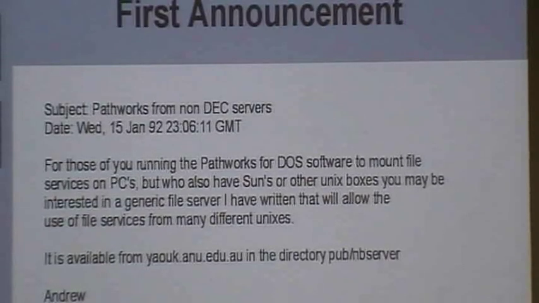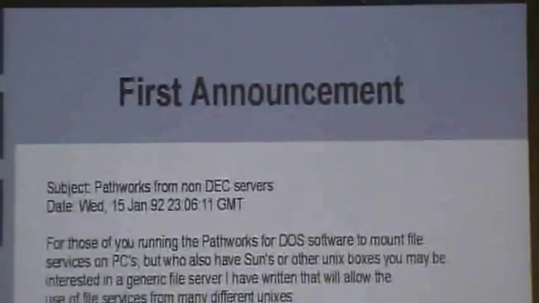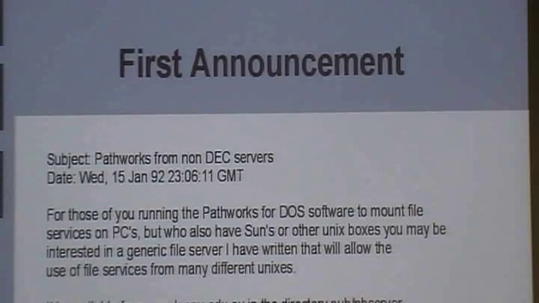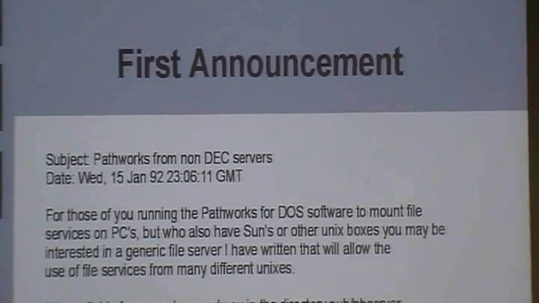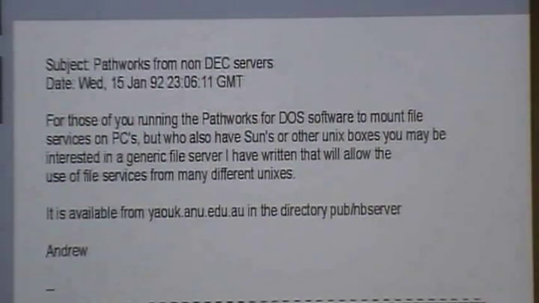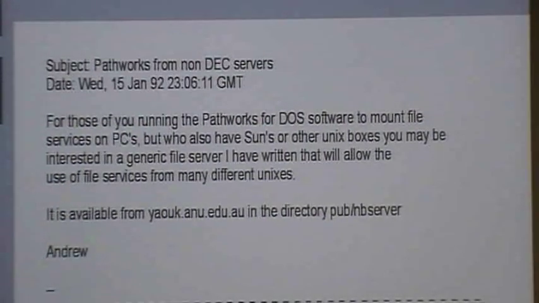Anyway, a couple of weeks later, in January 1992, after I'd got back from the Christmas break, I then announced to the world, hey, if anyone wants to use this, if you're running PathWorks for DOS, and you have any Suns or other Unix boxes, you may be interested in a generic file server I've written that will allow the use of file services from many different Unixes. It is available from yarp.anu.edu.au in the directory pub/nbserver.